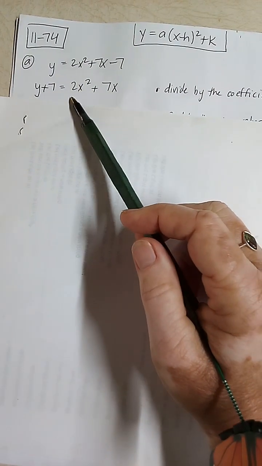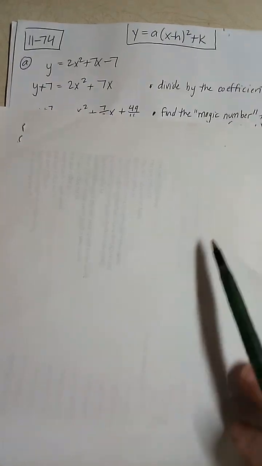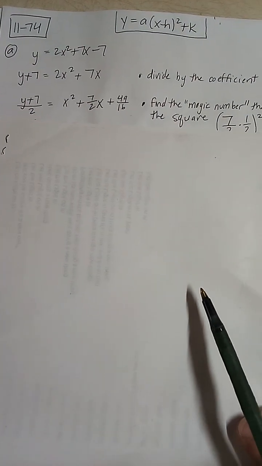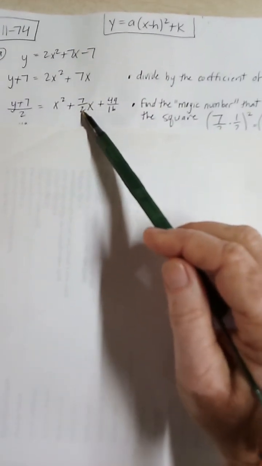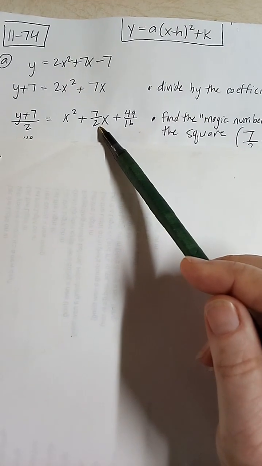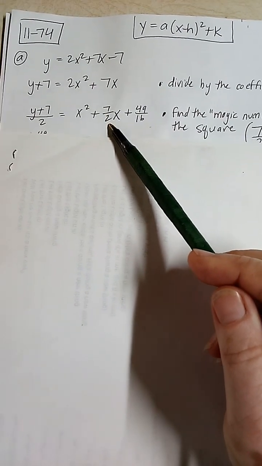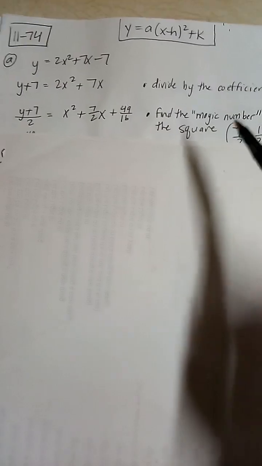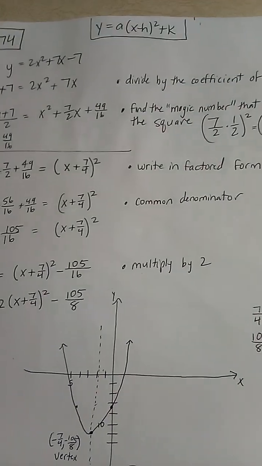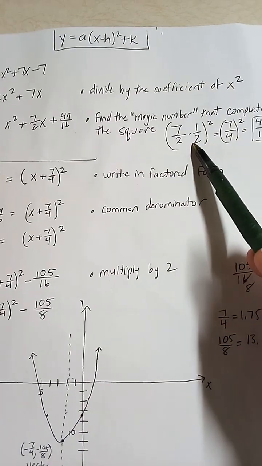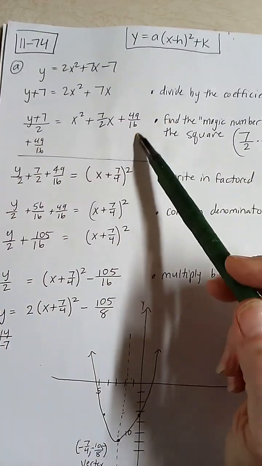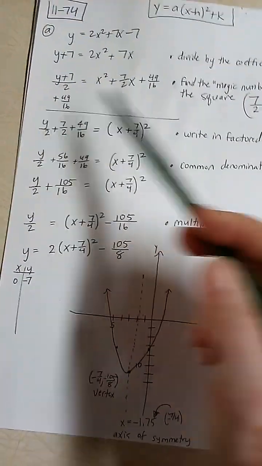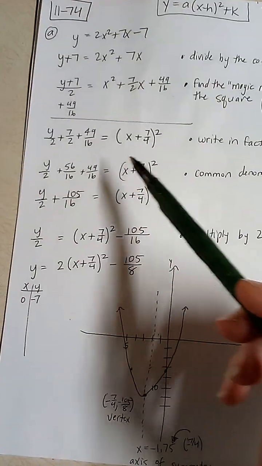So for this one, I just divide everything by 2. And then I end up with all these fractions. And then I want to find the number that completes the square. So the coefficient of x is 7/2. So I want to take half of 7/2 and square that. So half of 7/2 is 7/4. When I square it, I get 49/16. So then I can just add 49/16 to both sides of the equation.